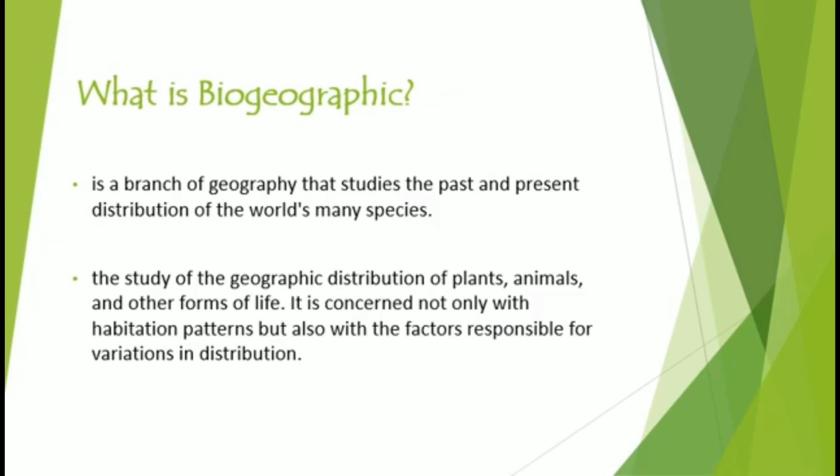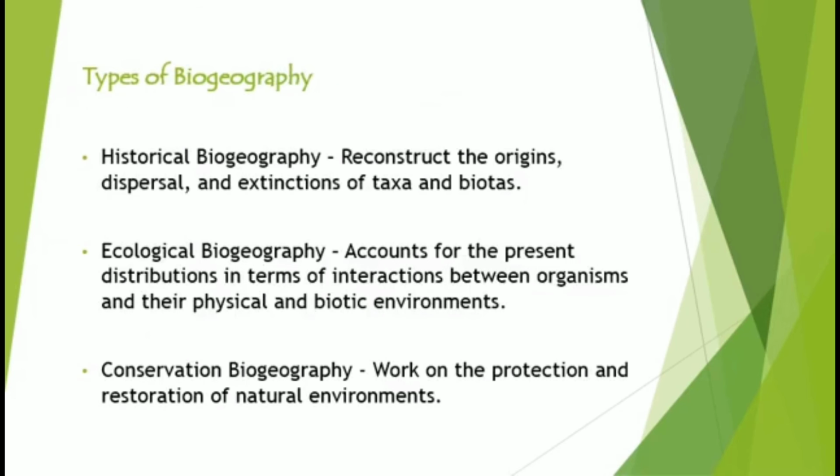So it is usually considered to be a part of physical geography as it often relates to the examination of the physical environment and how it affects species and shapes their distribution across space. So there are three types of biogeography: historical biogeography, ecological biogeography, and conservation biogeography.